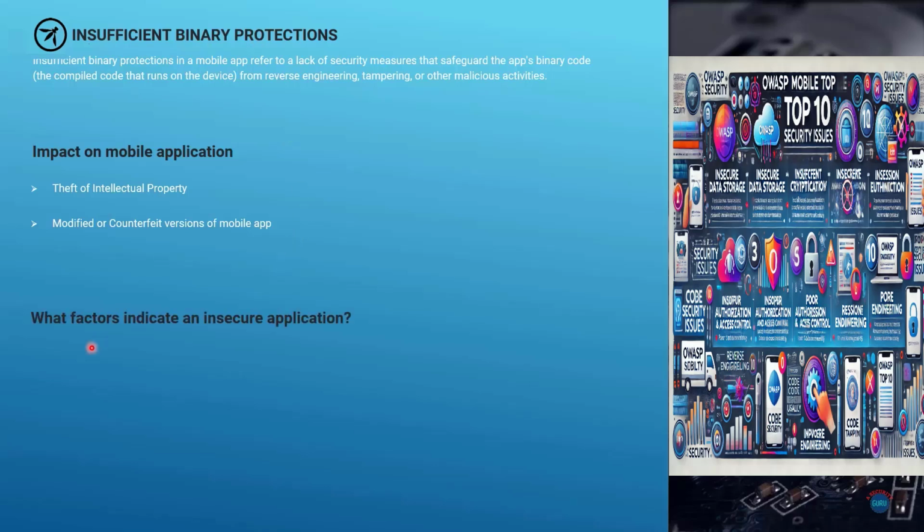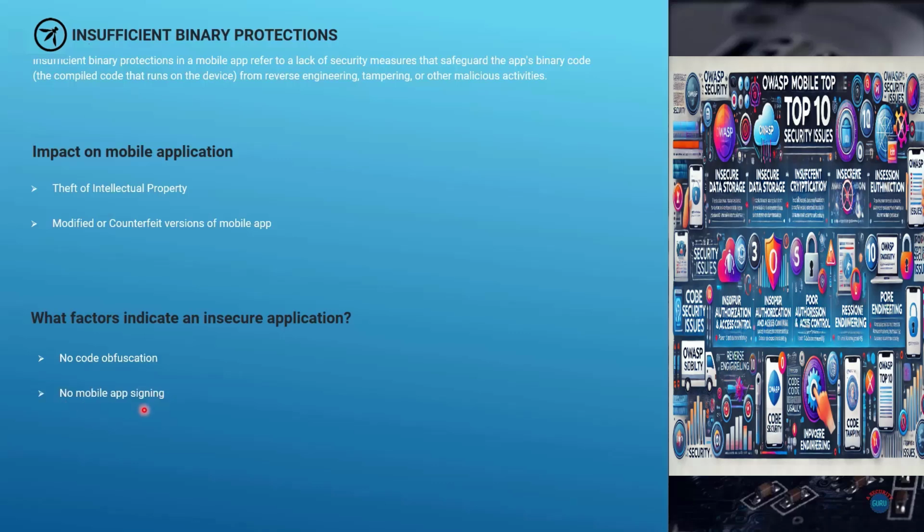Let's see what factors would indicate that your mobile application is vulnerable to insufficient binary protection. First is if you are not using any code obfuscation technique, then it means you have insufficient binary protection in your mobile application. Obfuscation is the technique of making your code unreadable to the hackers or malicious actors. So using code obfuscation is recommended. If there is no code obfuscation, then there is an issue.